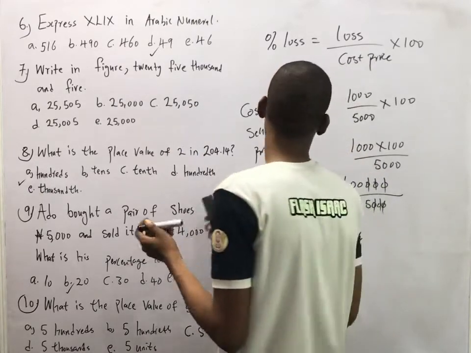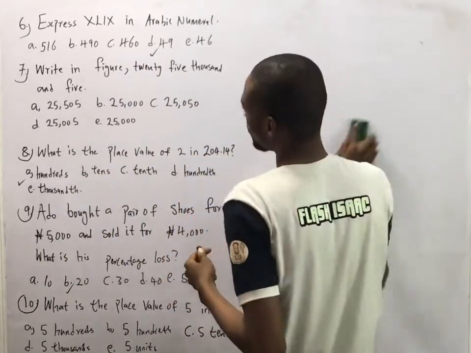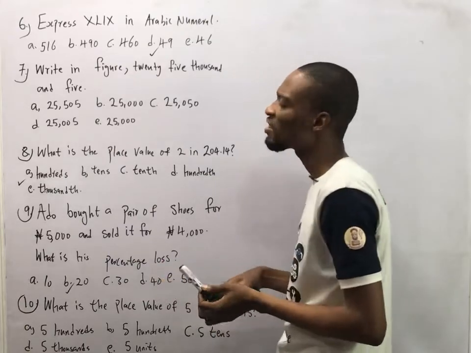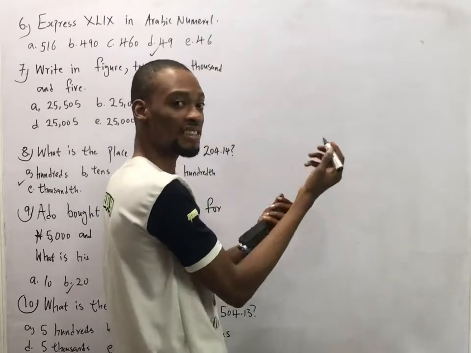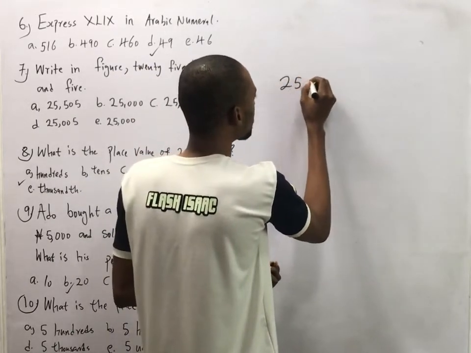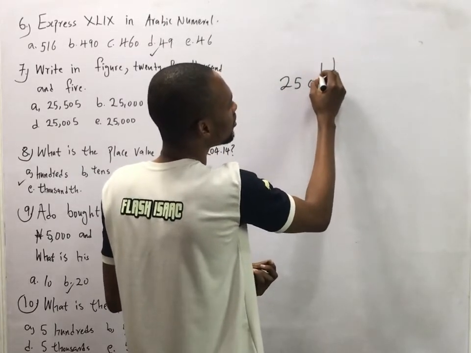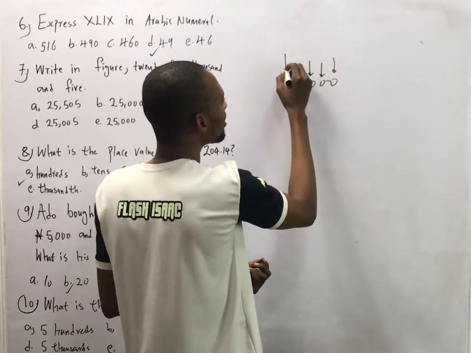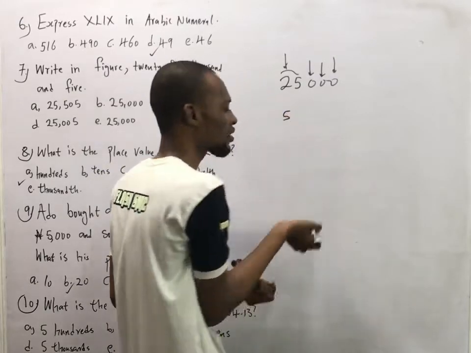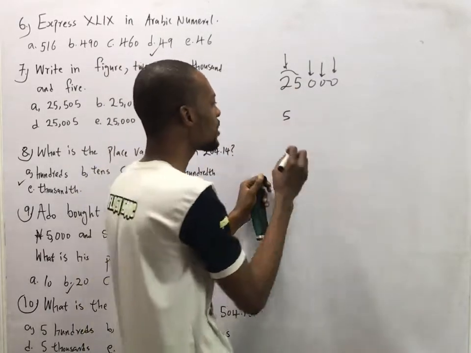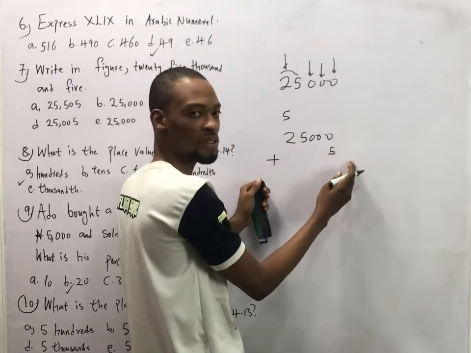Okay, question 7. Question 7 says, write in figures 25,000 and 5. So 25,000, 25 is in thousands. Yes, this is units, tens, hundreds, and thousand. So 25,000 and 5. So this is 5. 25,000 and 5 is simply 25,000 plus 5, which will start from here.